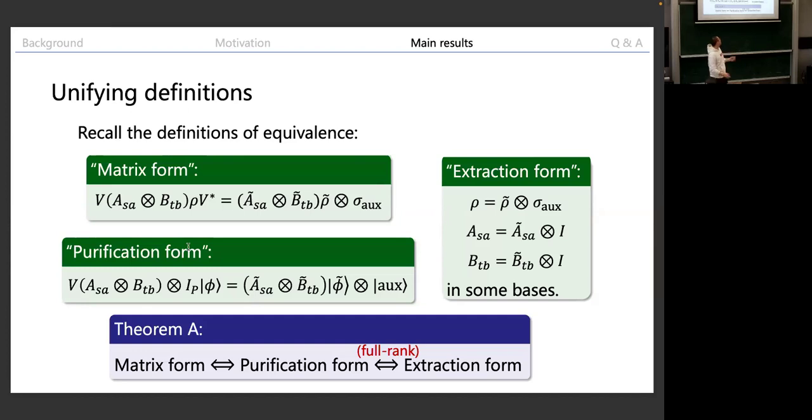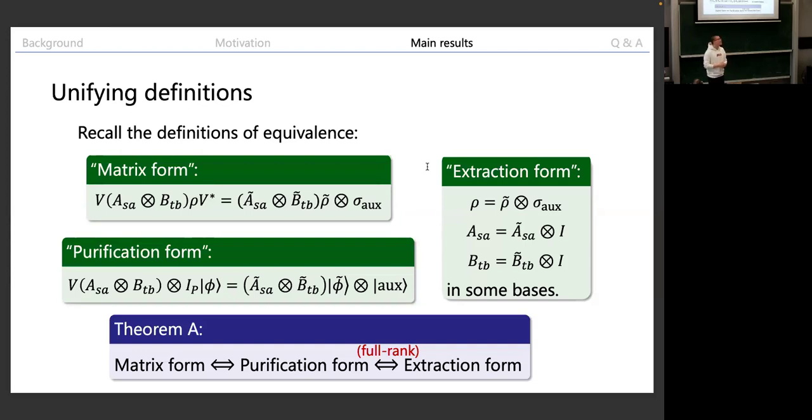Basically we have this matrix form, which deals with the density operator and the measurement operator and the product of them, which is processed in a matrix form. That's why we call it matrix form. And usually people prefer to work with this purification form, where we only consider the purification of the state, so we can work with vector states rather than density operators.